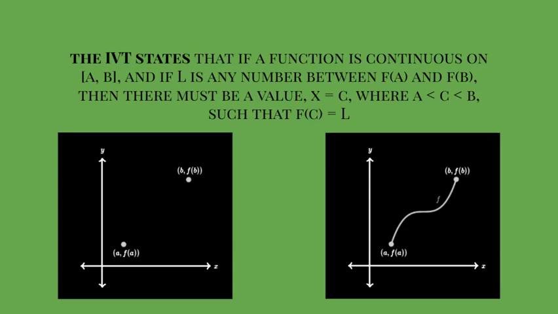So first, we're going to be looking at the graph on the bottom left, and you see that 2 points are plotted, (a, f(a)) and (b, f(b)). And on the right, you see a continuous function. The IVT states that f takes on every value between f(a) and f(b). So an important factor in this is that it has to be continuous in order for the IVT to apply.